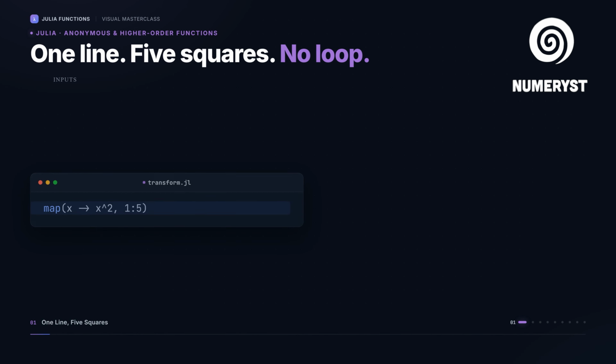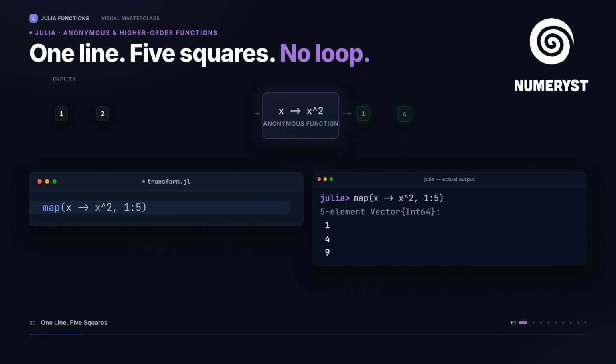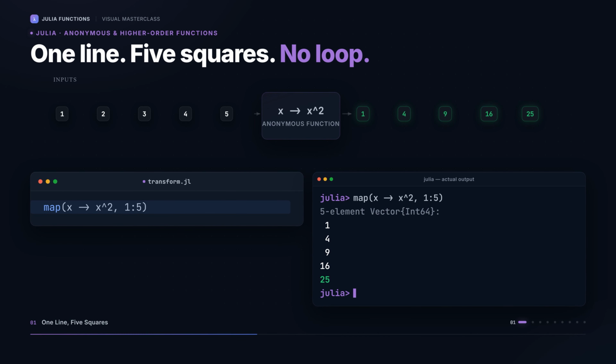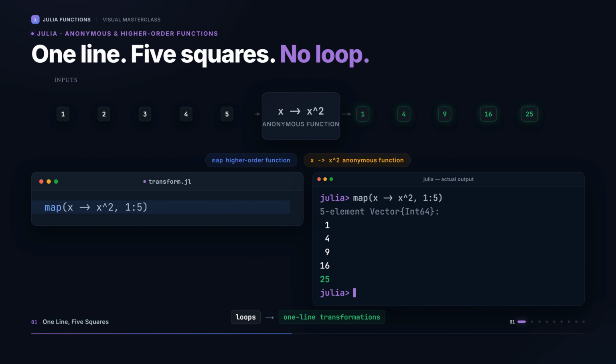One line of Julia just squared 5 numbers. No loop, no index, no accumulator. We passed the behavior itself, x squared, straight into map, and map applied it to every element, yielding 1, 4, 9, 16, 25. Functions that accept other functions are called higher order functions.